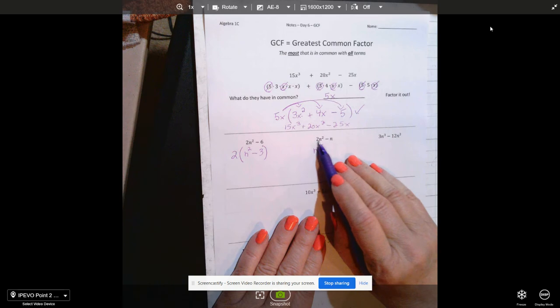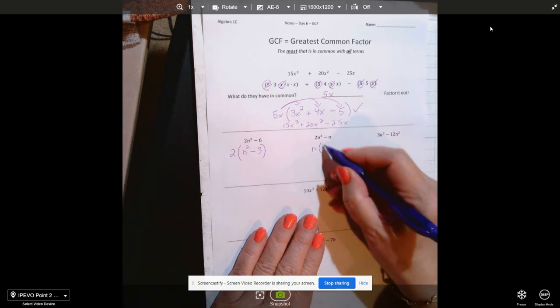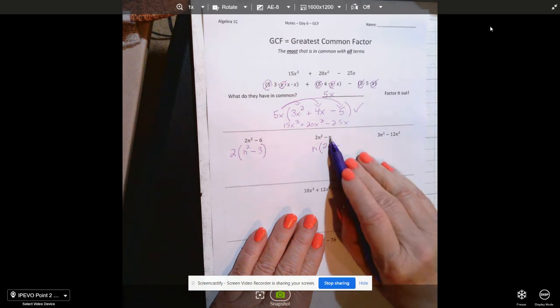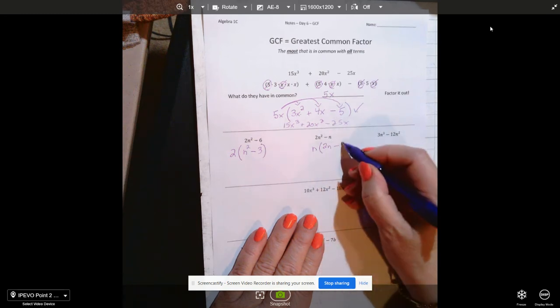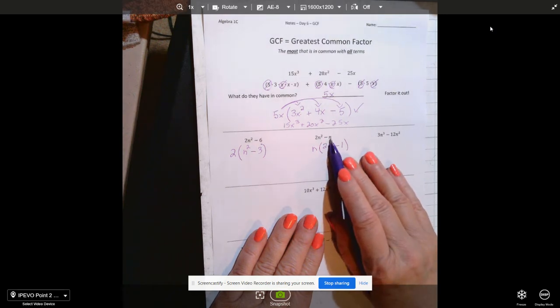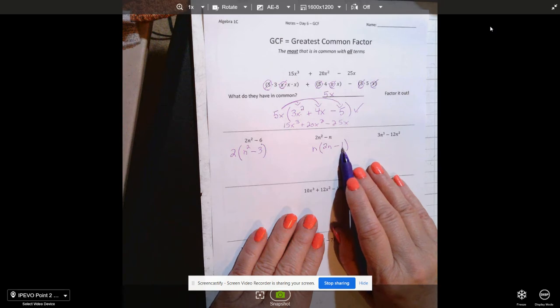So if I take 2n squared and divide it by n, I'll have 2n left. Bring down the sign. If I take n and divide it by n, I'll have a 1 left. You always have to have something there, even if it's just a 1. Otherwise, you wouldn't have anything here for that placeholder.